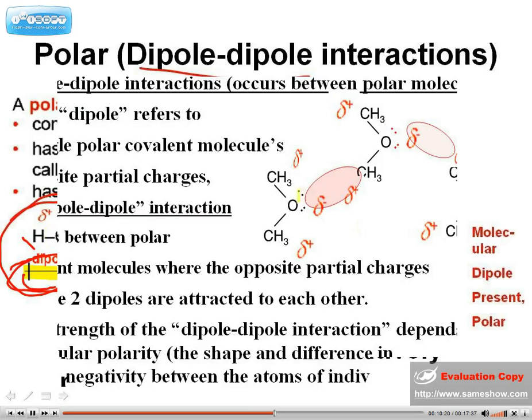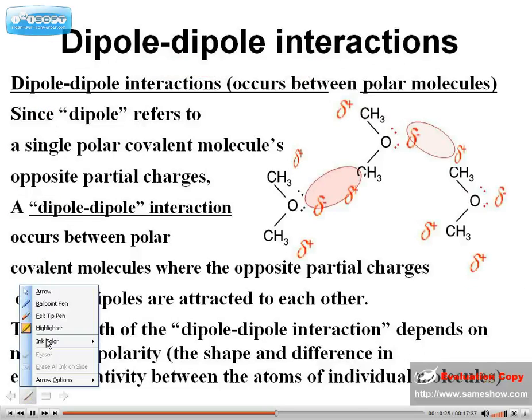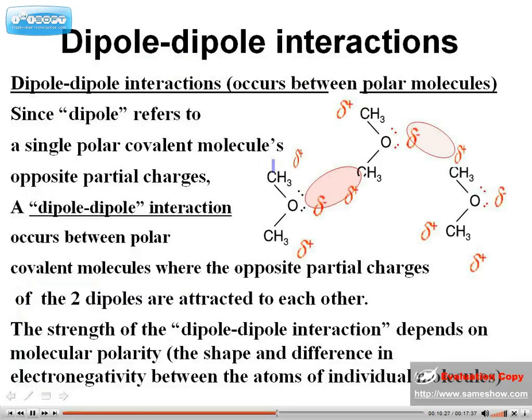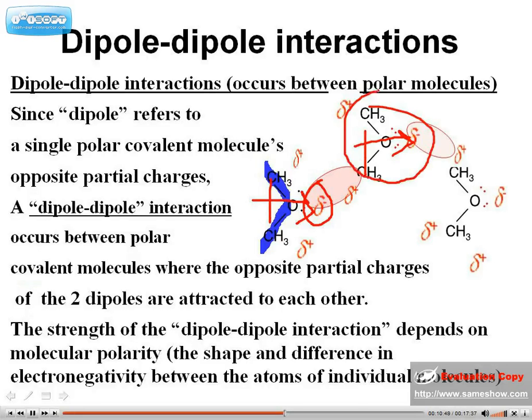In the next slide, we see an example of this. Here is dimethyl ether. I'm going to go ahead and use my blue marker. Here's dimethyl ether, and it has a dipole that's present. With a positive and negative side, the negative portion is going to be attracted to the positive portion of another dipole of a nearby molecule. Hence the term dipole-dipole forces.